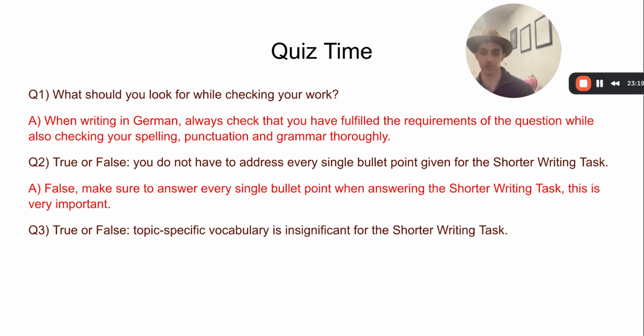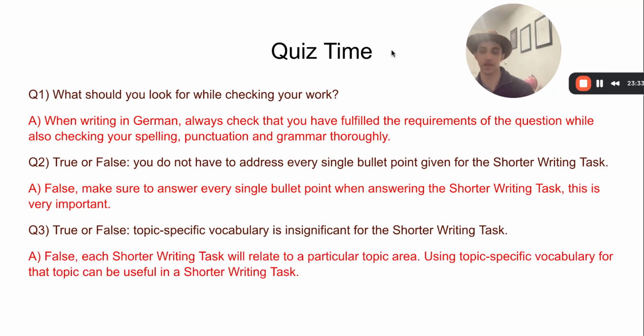Question 3, so true or false again. Topic-specific vocabulary is insignificant for your shorter writing task. Okay, I'm going to reveal the answer for that one already. So that one is also false. Each shorter writing task would be related to a particular topic area. So use topic-specific vocabulary for that topic. It can be very useful in a shorter writing task.